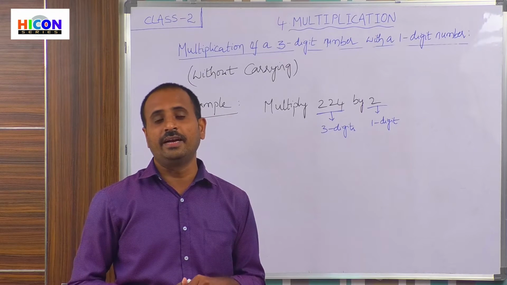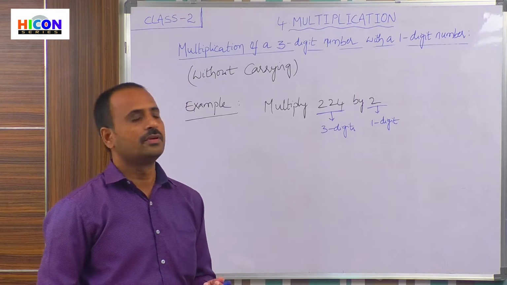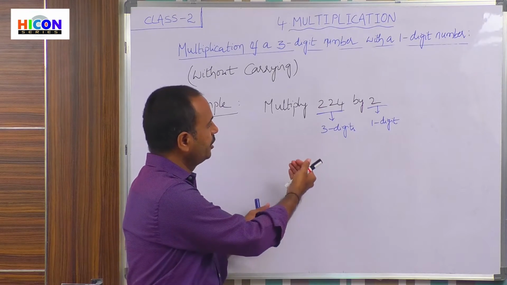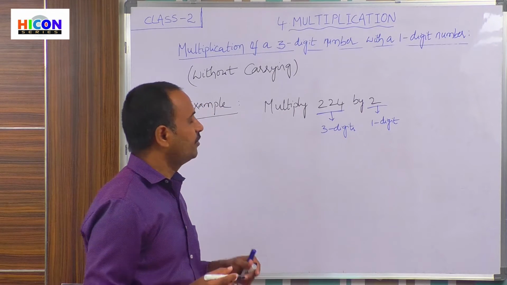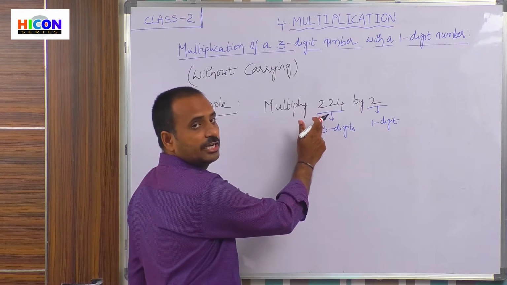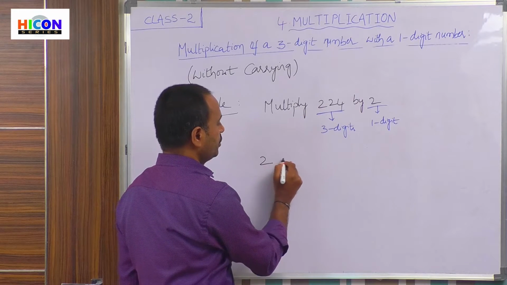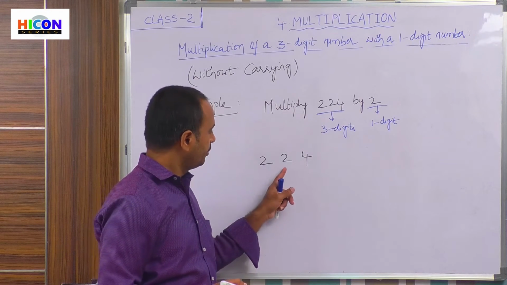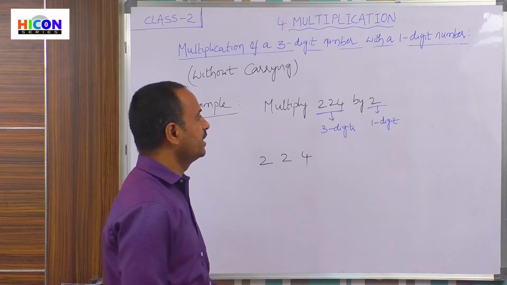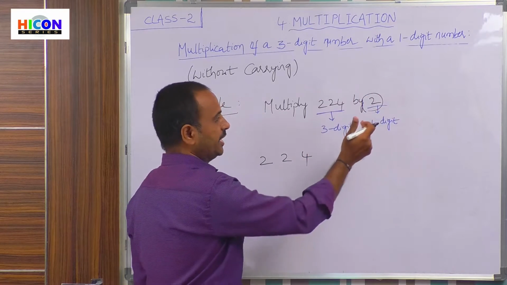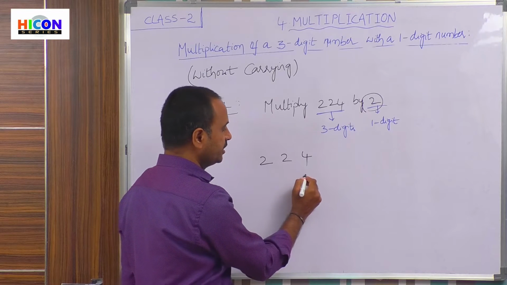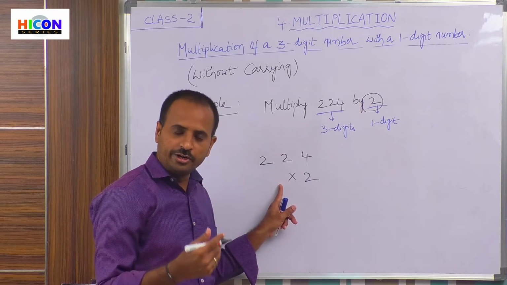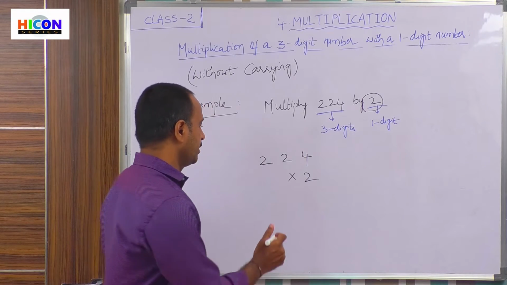That is, first write the two numbers one below the other. First write the 3-digit number, and next write the 1-digit number below the 3-digit number. What is the 3-digit number here? 224. So write 224 first. And write the 1-digit number below it. 2 is the 1-digit number. And keep the symbol into. It represents multiplication.